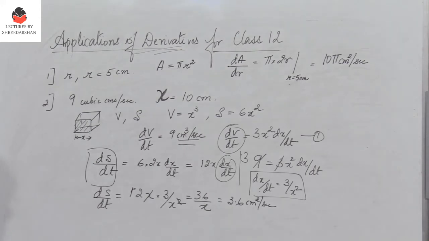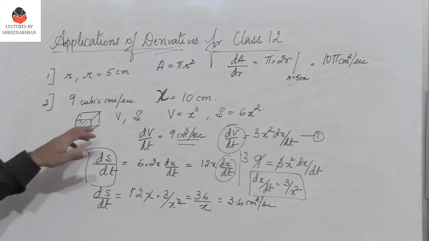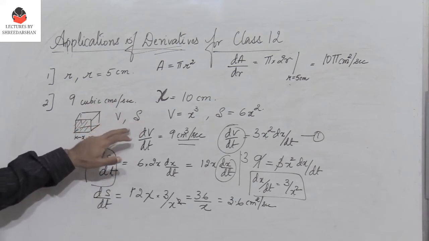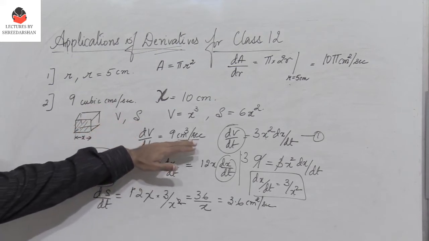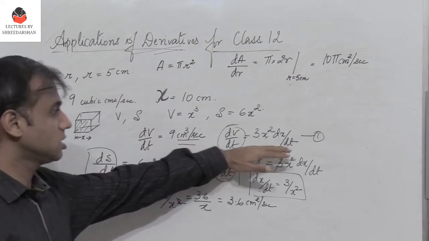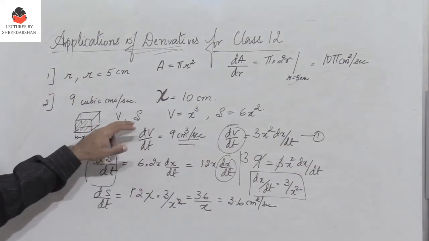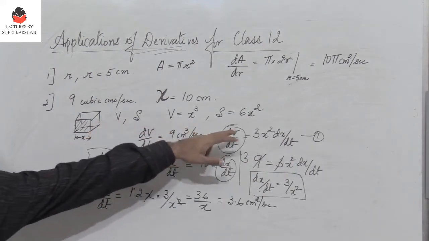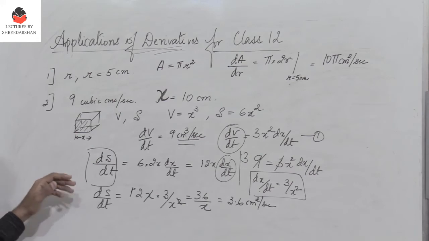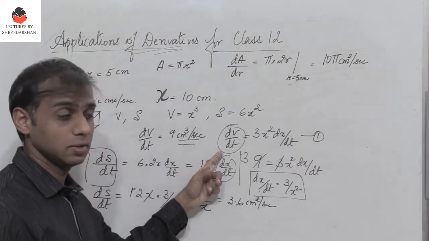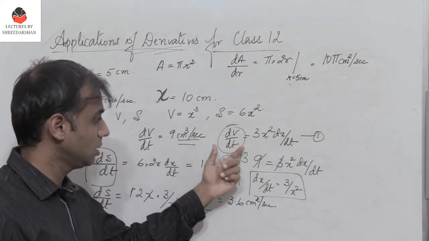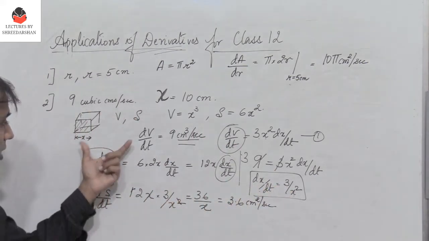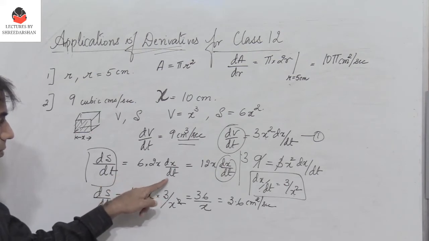Right? So here, a few things have been given. The surface area of a cube, it's been given that dV by dt is 9 centimeter cube per second. So we get this expression. Similarly, we also know the formula of the surface area of a cube, which is nothing but 6x square. So differentiate this. Now dV by dt has been given, so substitute the value of 9 here and you get dx by dt.